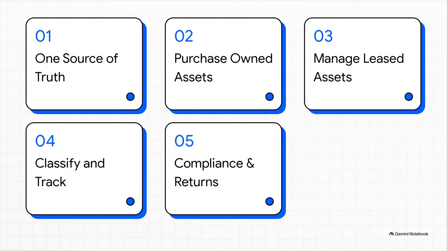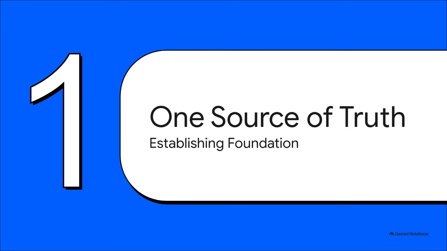So here is our roadmap for today. We'll start with one source of truth, then look at purchasing company-owned assets. Next is managing external leased assets, followed by classification, tracking, and locations. And finally, we'll wrap up with compliance, returns, and value. Let's kick things off with Section 1, One Source of Truth, establishing your asset foundation.